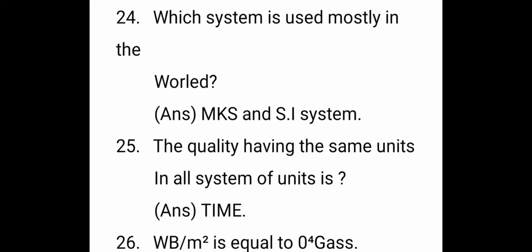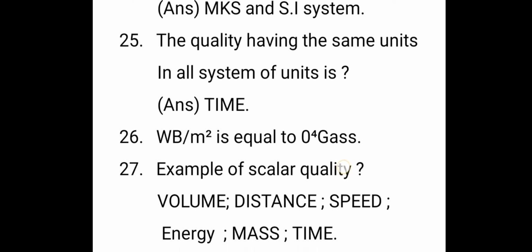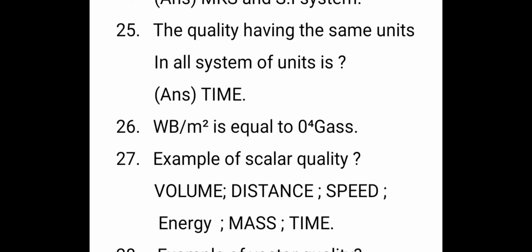Which system is mostly used in the world? MKS system and SI system. The next question, the quantity having the same units in all systems of units is time, because we have three systems, CGS system, MKS system and FPS system. CGS system is centimeter gram second. MKS system is meter kilogram second. FPS is foot pound second. But among all these three, the time is constant, seconds.